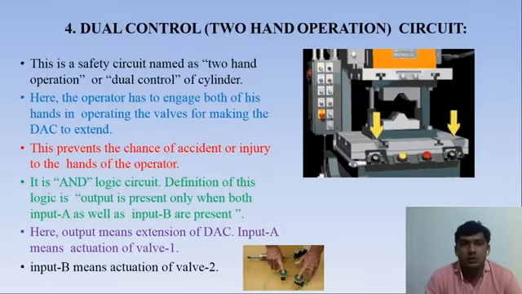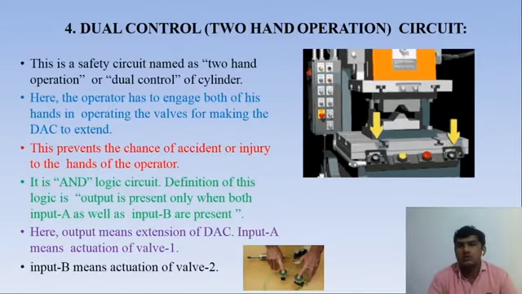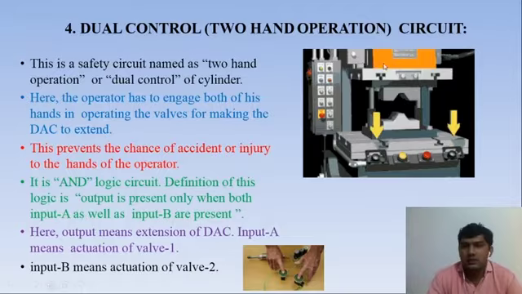First is the dual control operation, also called the two-hand operation circuit. From the name we can suggest that it is only for two-hand use to operate the circuit. If you press only one button, there will be no output. If you press only the right-hand side button, there will be no output. If you press two buttons at the same time, then output will be created.